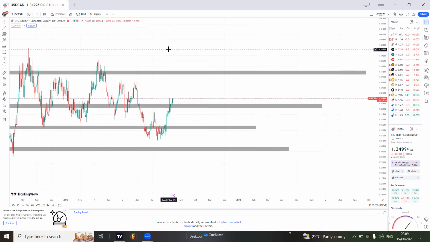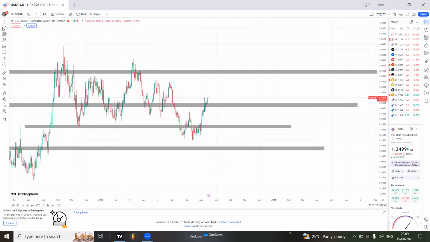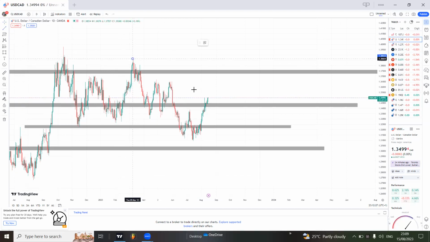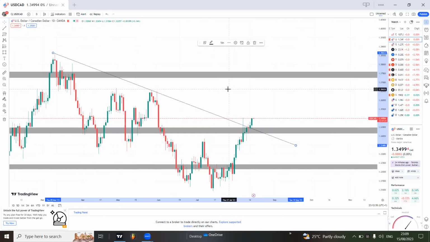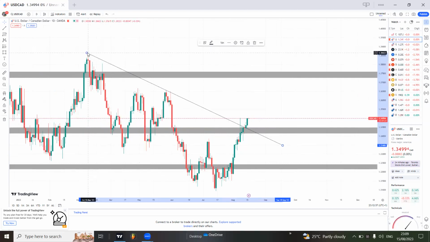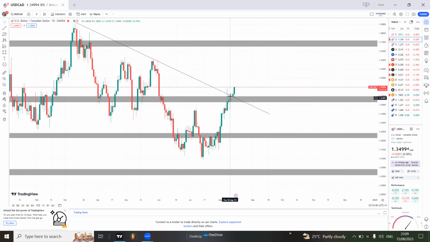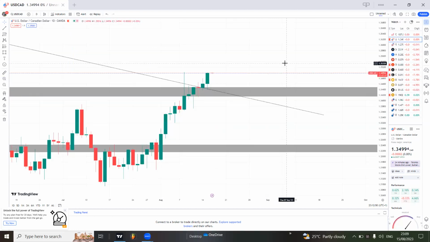On the daily time frame, using my trend line coming from here. This is the first touch of the trend line, second touch, third touch. Are you guys seeing what's happening here? Trend line, third touch is here. Look at it. But we have today's price now, we have closed bullish.